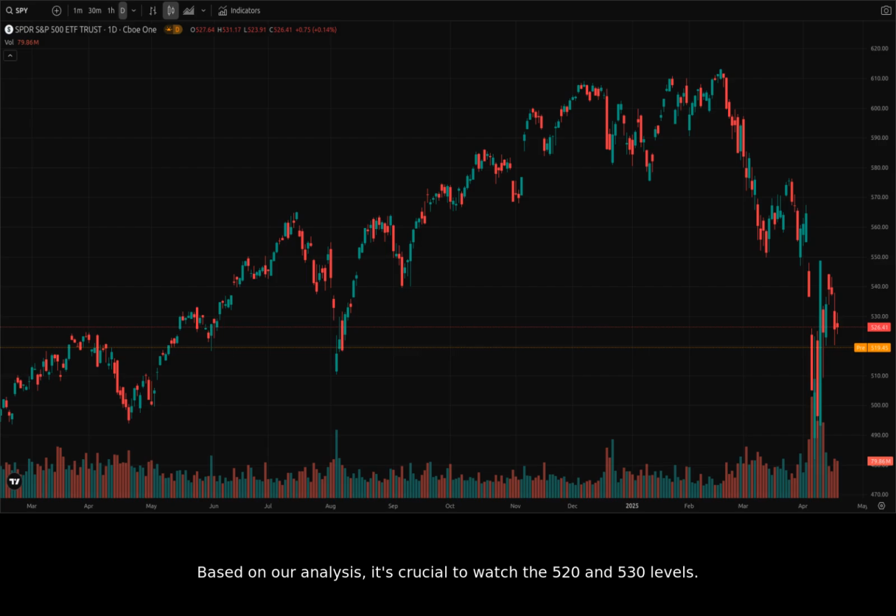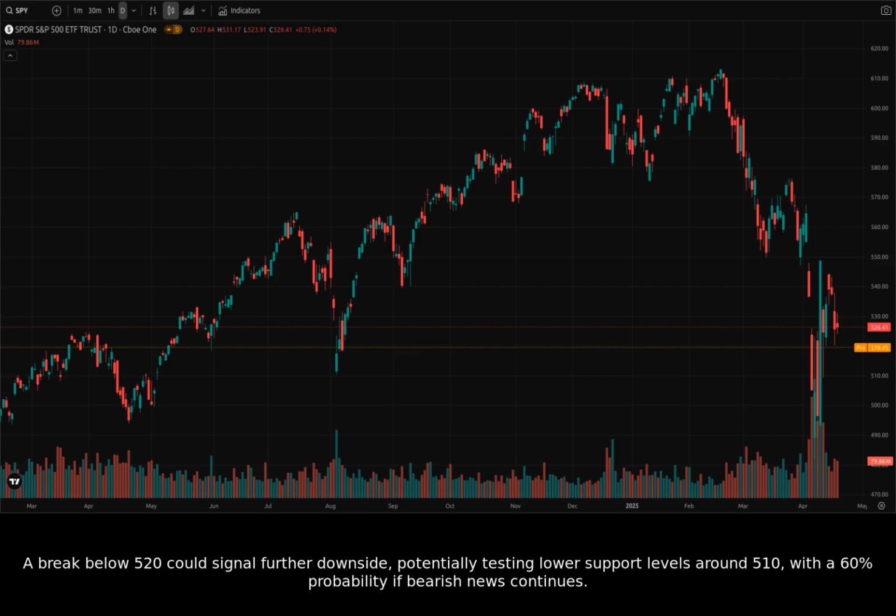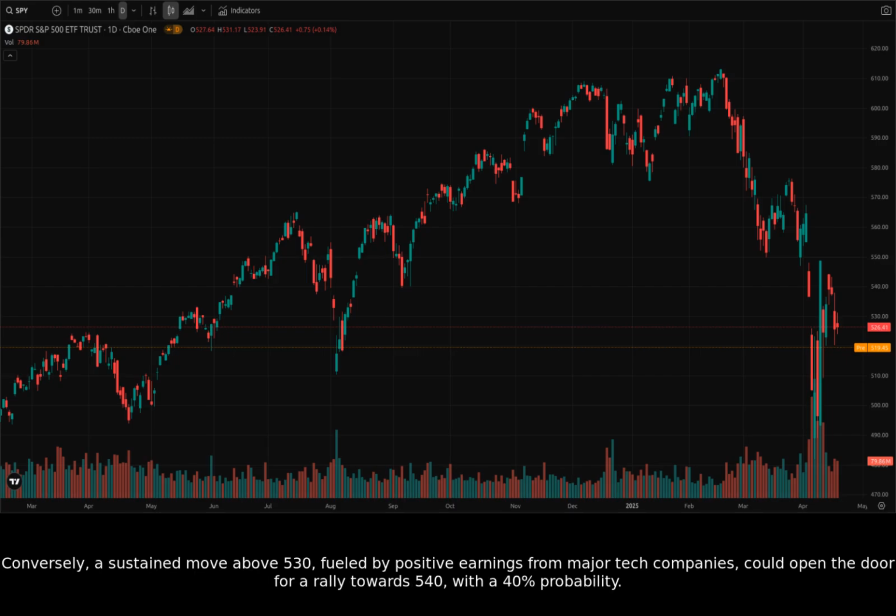Based on our analysis, it's crucial to watch the 520 and 530 levels. A break below 520 could signal further downside, potentially testing lower support levels around 510, with a 60% probability if bearish news continues. Conversely, a sustained move above 530, fueled by positive earnings from major tech companies, could open the door for a rally towards 540, with a 40% probability.